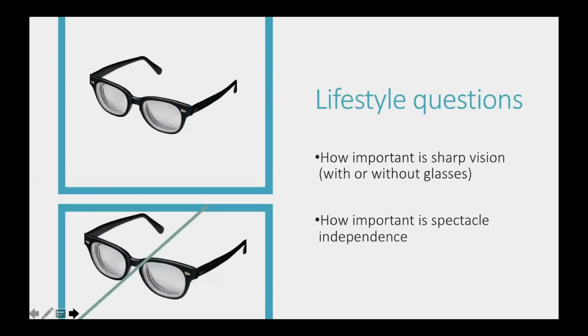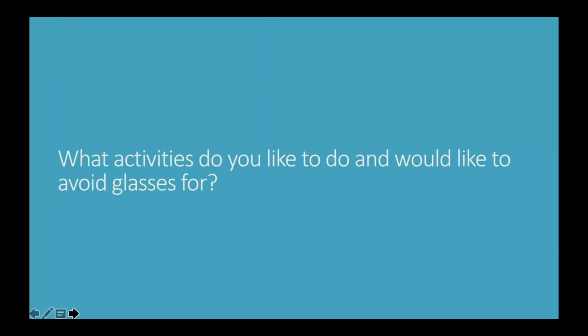Then it comes to the lifestyle question. So the first thing to ask is, how important is really, really sharp vision with or without glasses? That's one question. And then the second thing is, how important is spectacle independence? And you can use the answer to those questions to guide which way you want to go with the different types of lens options. And then you want to ask yourself, what activities do you like to do? And what do you want to do? What types of activities would you like to avoid glasses for?